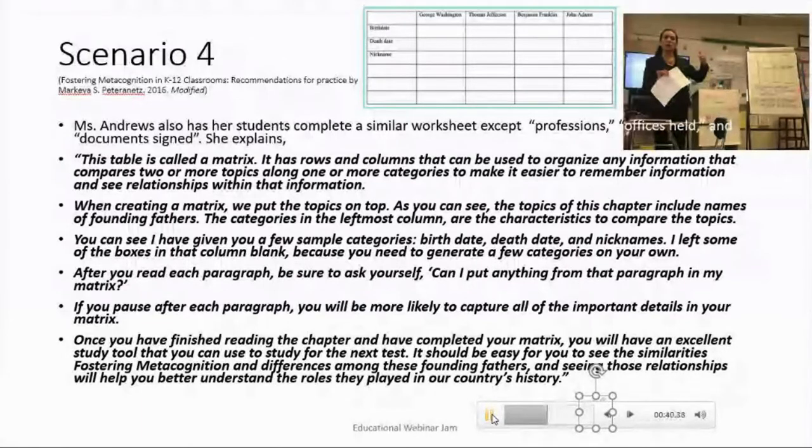I left some of the boxes in that column blank because you need to generate a few categories of your own. After you read each paragraph, be sure to ask yourself, can I put anything from that paragraph in my matrix?